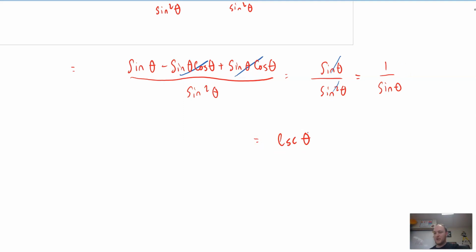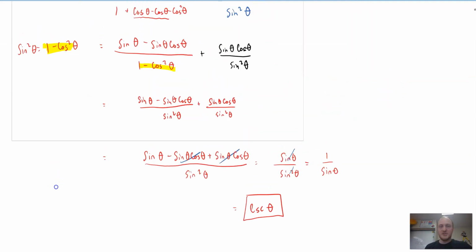What? Are you kidding me? All that for just cosecant theta? Yeah, that's all it was. It just simplified, broke down.